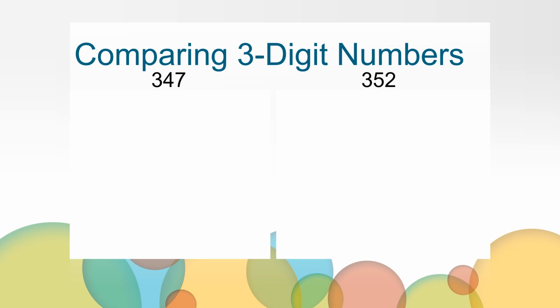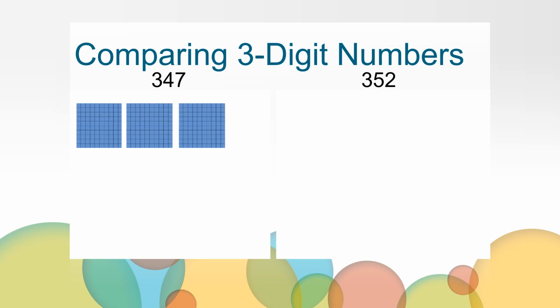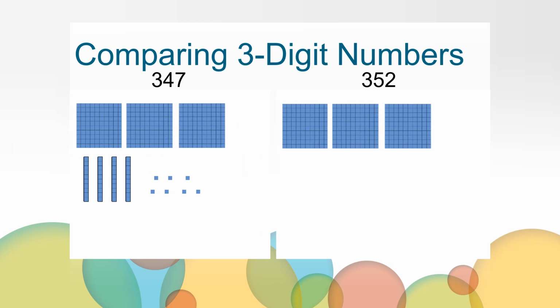Your quick drawing probably looks something like this. 3 hundreds, 4 tens, and 7 ones for 347, and 3 hundreds, 5 tens, and 2 ones for 352. Now let's compare these numbers. Which number is the greatest, and how do you know?